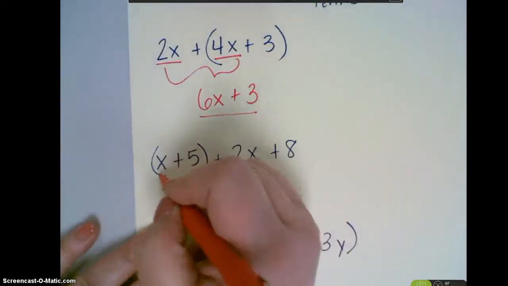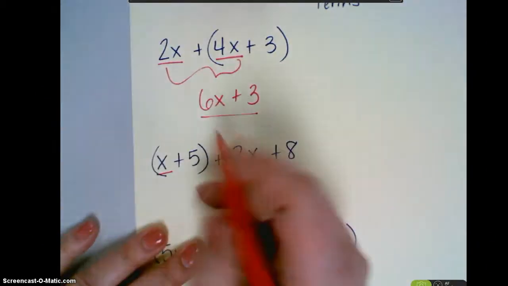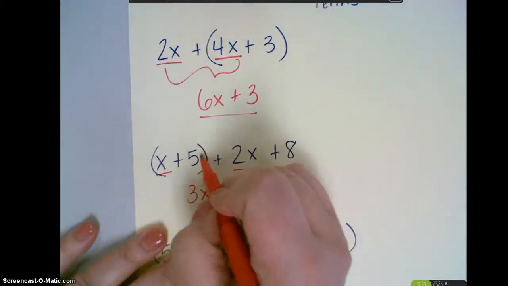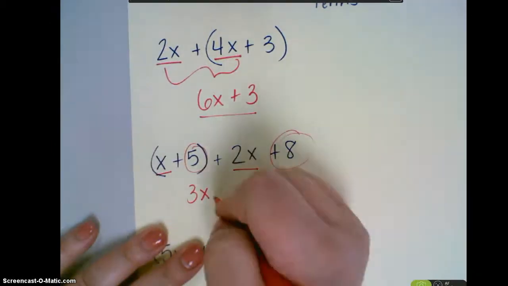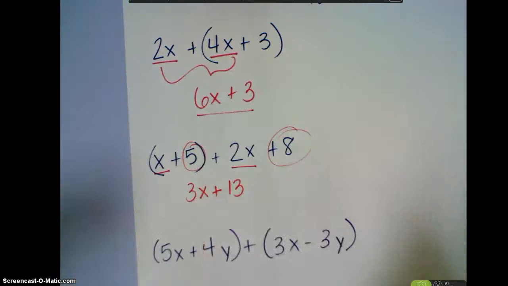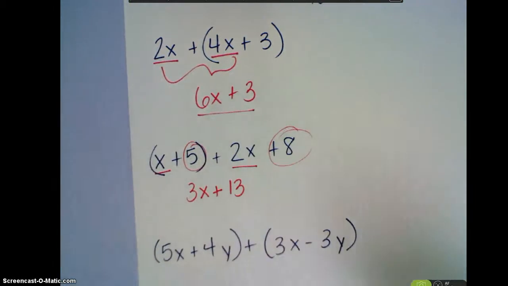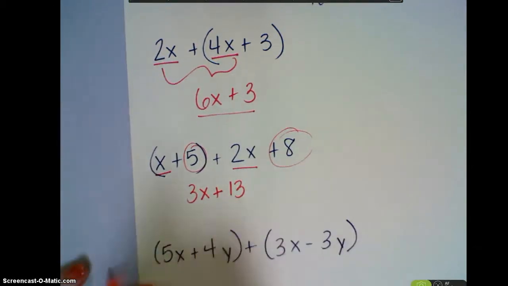On this one, I have an x and a 2x, so if I add those together, it would be 3x. Then I also have a 5 and an 8. If I add those together, I would get 13. So when I combine this, it's like you're simplifying the problem. When I simplify this, combine it, I get 3x plus 13.